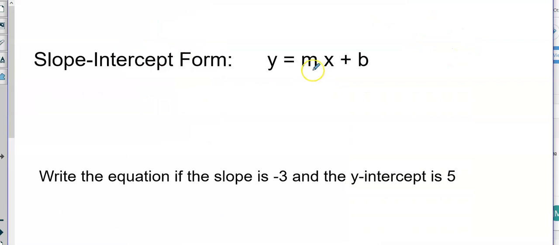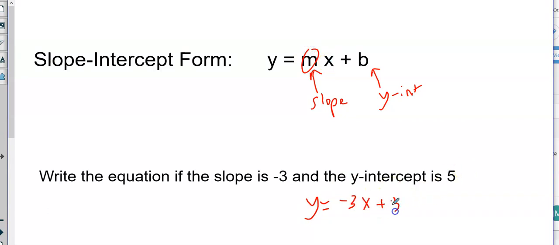Slope-intercept form, I know you know this is the slope. A lot of people think this is the slope formula, but it's not. And this is the y-intercept, right? So write the equation if the slope is -3 and the y-intercept is 5. This is almost too easy of a question, right? The equation would be y equals -3, plug it in for m, the coefficient of x, so -3x plus 5, plus the y-intercept. So that's your equation of that line.